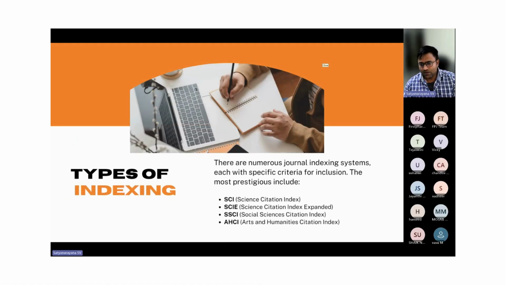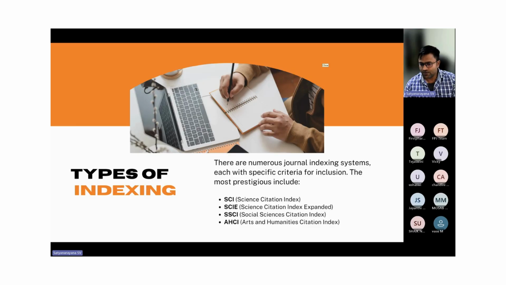Coming to indexing, usually indexing is also done based upon the subject or the field of interest. For sciences, we have the Science Citation Index. For pharma people also, we observe SCI. SCI and SCIE are both the same. SCCI is for social sciences, and AHCI is for arts and humanities. For each particular field of interest, this indexing is made.